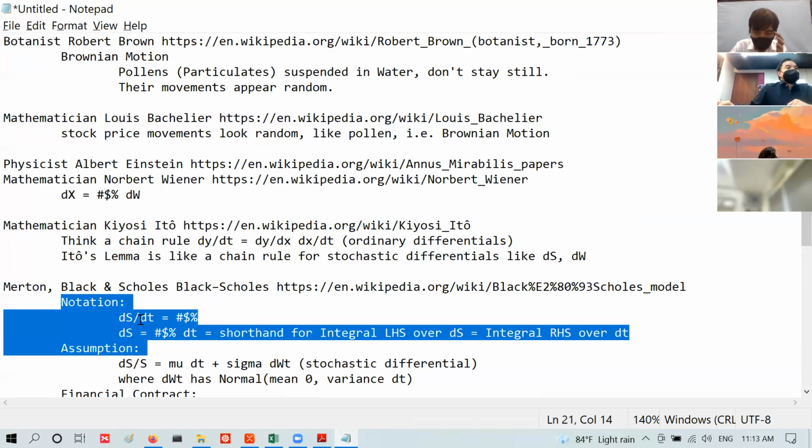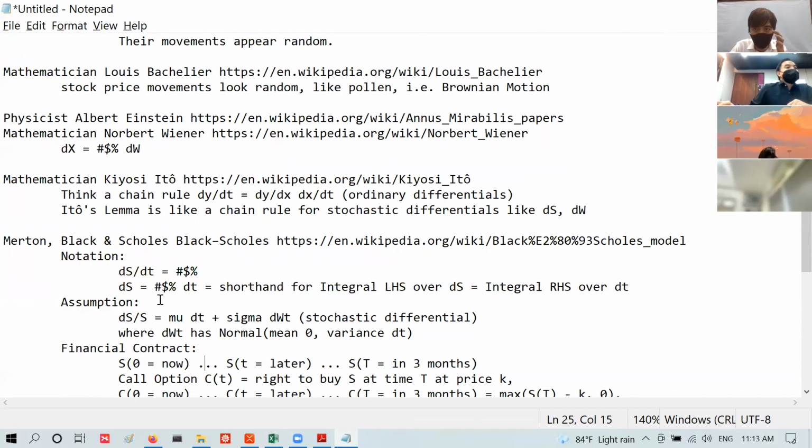Financial market requires change of C with respect to S. S changes with respect to T. So if you want to study C, you have to have a chain rule. You need a chain rule, dC/dS, dS/dT. But you can't do ordinary chain rule.